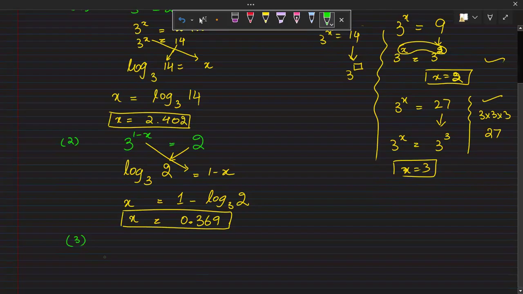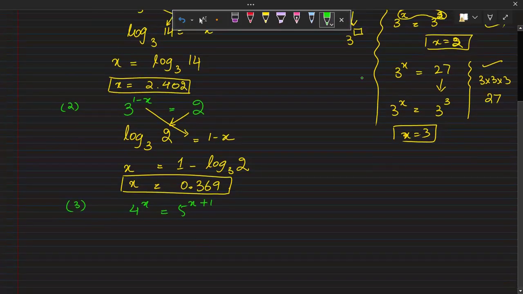Now let's do part 3 of the same question. It says 4 to the power x equals 5 to the power x plus 1, right? Now, how will you do this one? We can't apply the same formula, because we can't have the x on two sides. We have to keep the x on either of the sides, but we cannot have the x on both of the sides.